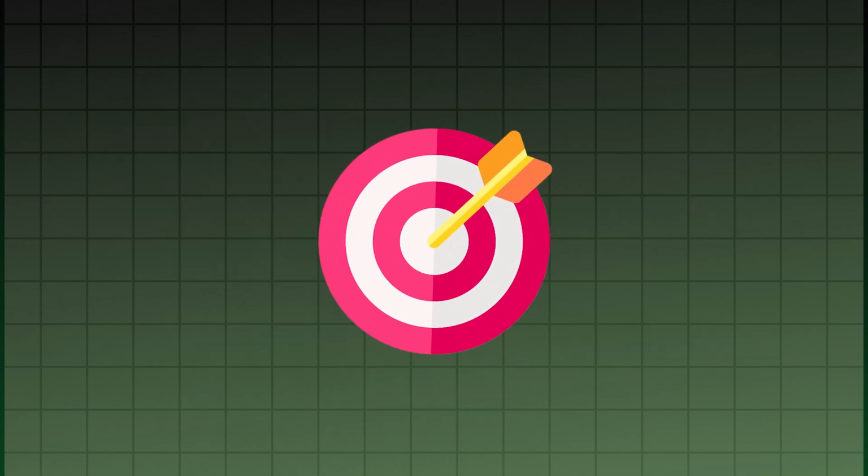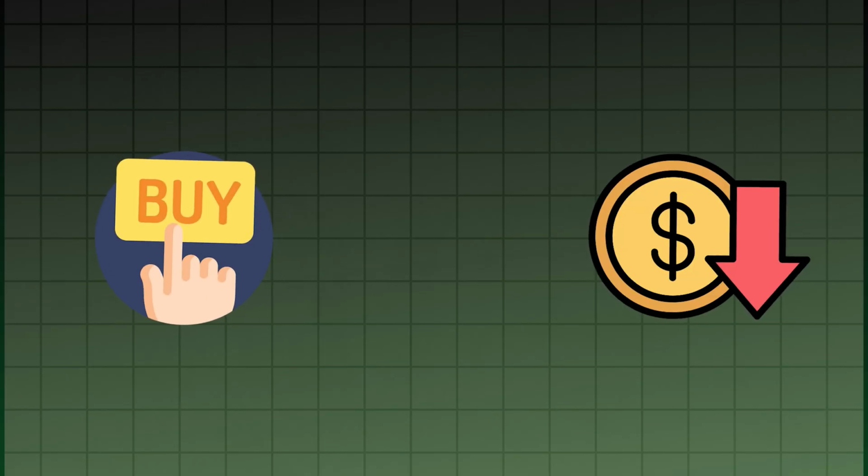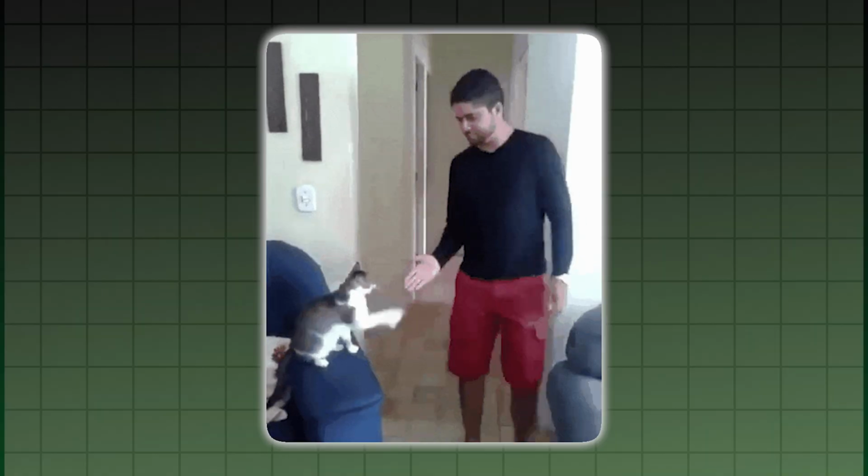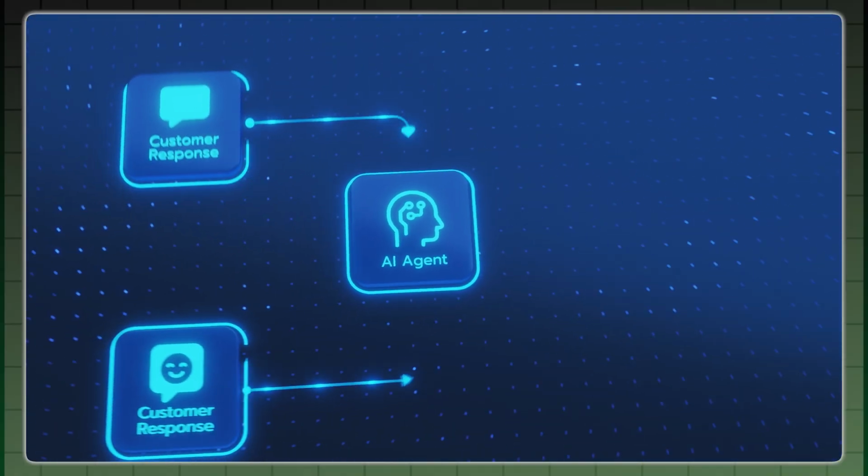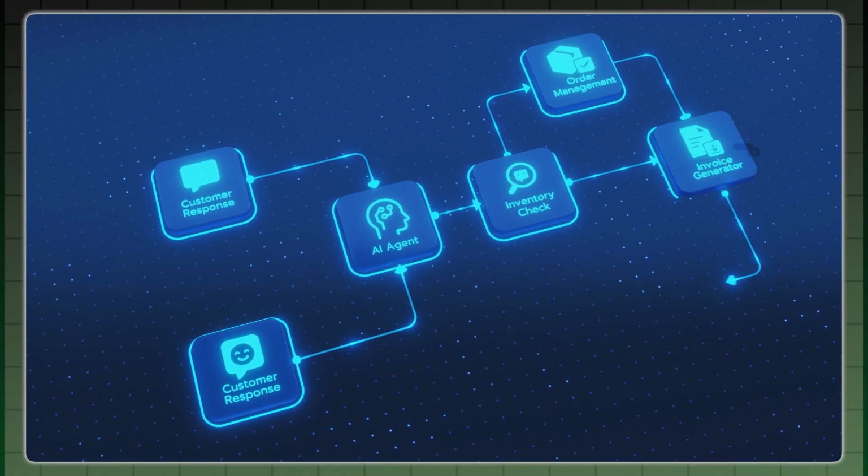So the challenge is simple. We have to buy when the price is lowest each month. But how on earth do you predict that? Well, that's where things get really cool. I built a simple AI agent that does all the hard work for me. And today I'm going to show you how I did it.